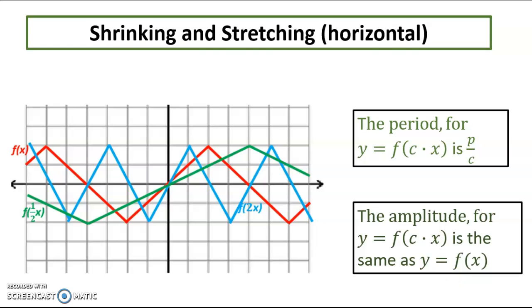Okay, so here are our notes for this. For a function that is horizontally stretched or shrunk, I take the period of the original and divide it by whatever my multiplier is. The amplitude for a horizontal stretch or shrink stays exactly the same as the amplitude of my original.